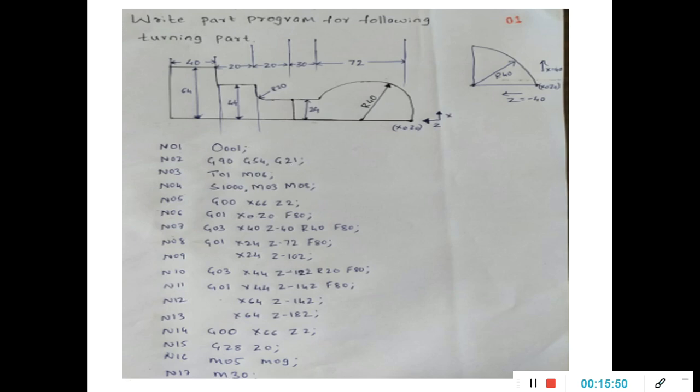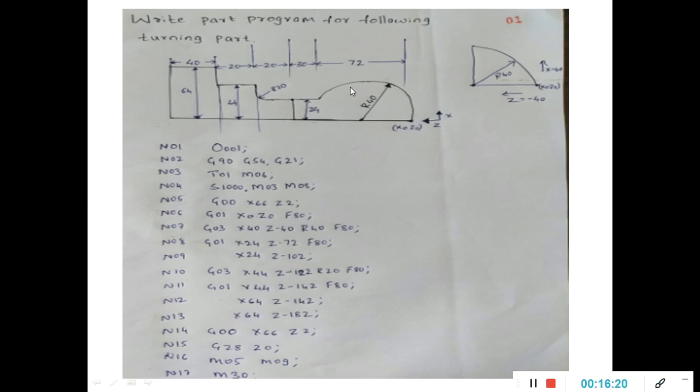Initially G90 stands for absolute coordinate system, G54 work offset, G21 all the dimensions in terms of mm, T01 M06 first tool has been taken, speed has been mentioned, M03 spindle rotating in a clockwise direction, then coolant is on. G00 X60 Z2, your tool must move near to the work surface. Then G01 X0 Z0 F80, your tool must move to the origin. So from here the cutting should be started.